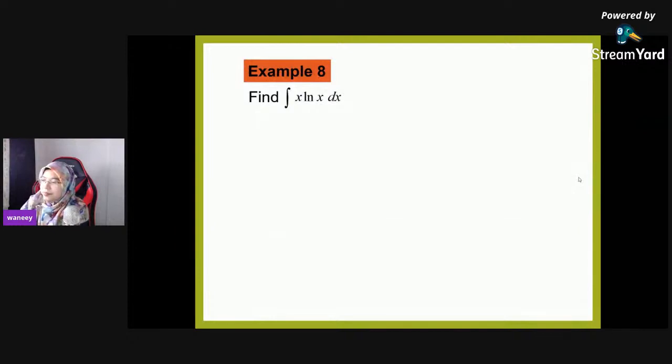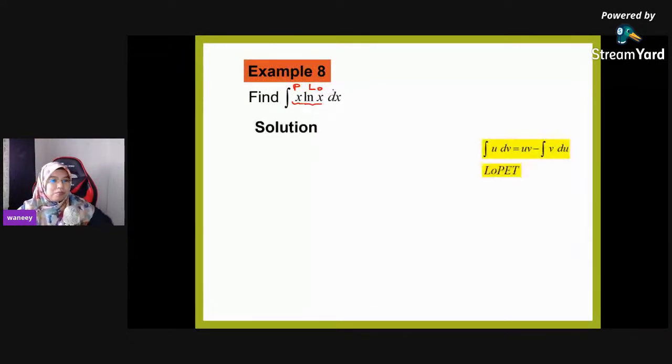Okay, done. Alright, so now let us continue then. Okay, so I have x. So what is x? x is a polynomial. ln of x, so we should read them together. So ln of x, this is actually a log. So we're going to refer to LOPAT to see which function comes first. So based on LOPAT, LO comes first. So that means I'm going to choose ln x as the u. For the polynomial, that one will become my dv.